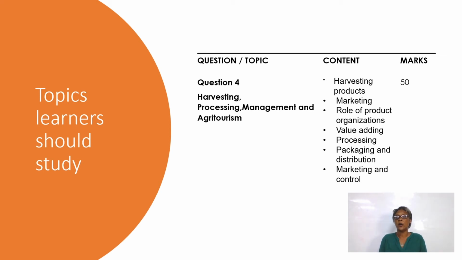Marketing, the role of product organizations, the value adding, the processing, packaging and distribution, marketing and control. I always tell my learners, when you look at question 4, just picture a peanut butter container in your cupboard and look at the label, because everything is on that label. If you look at the harvesting, it was peanuts that was being harvested. And now the farmer had to sell it.